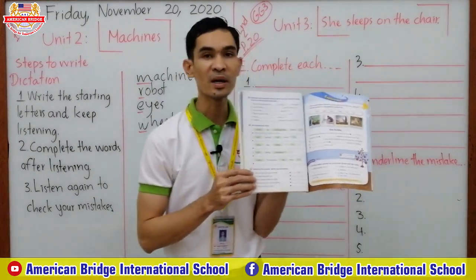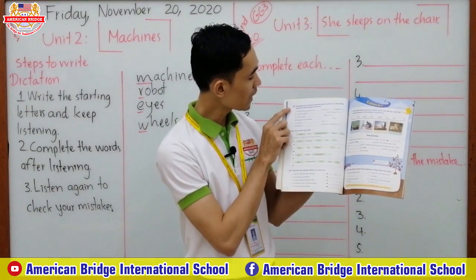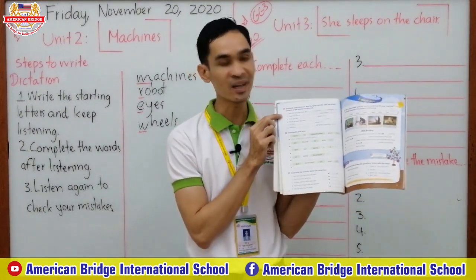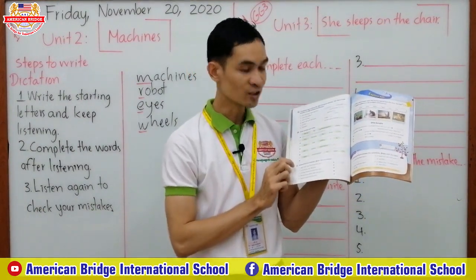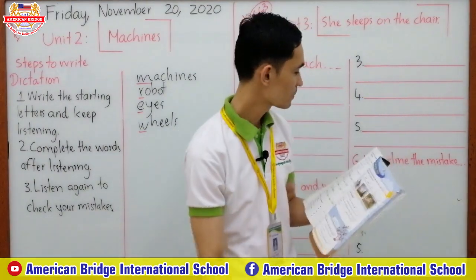Are you at the same page, everyone? Okay, on page 20, we have three activities here, right? E, F, and G. Okay, so now look at letter E all together.